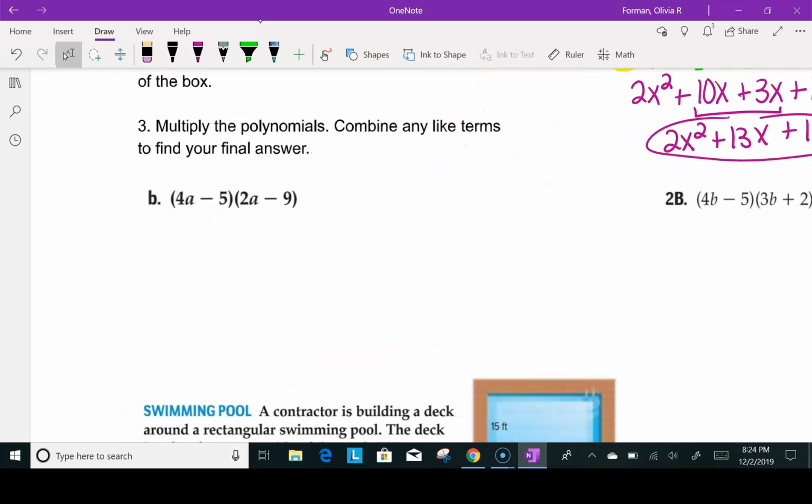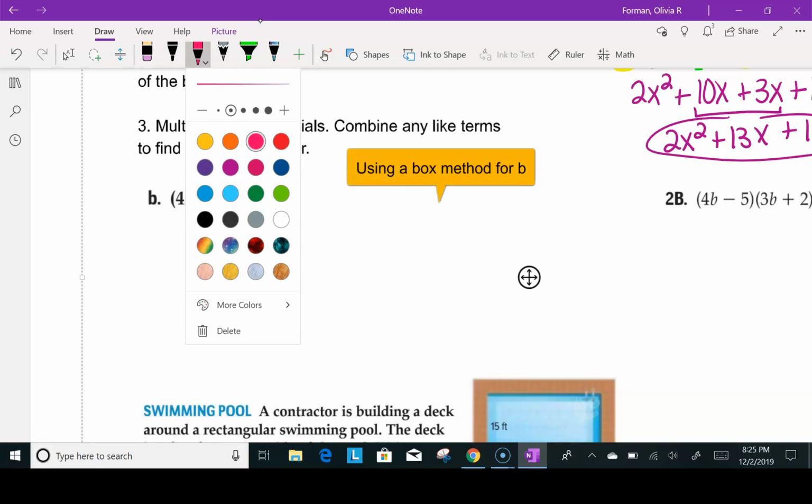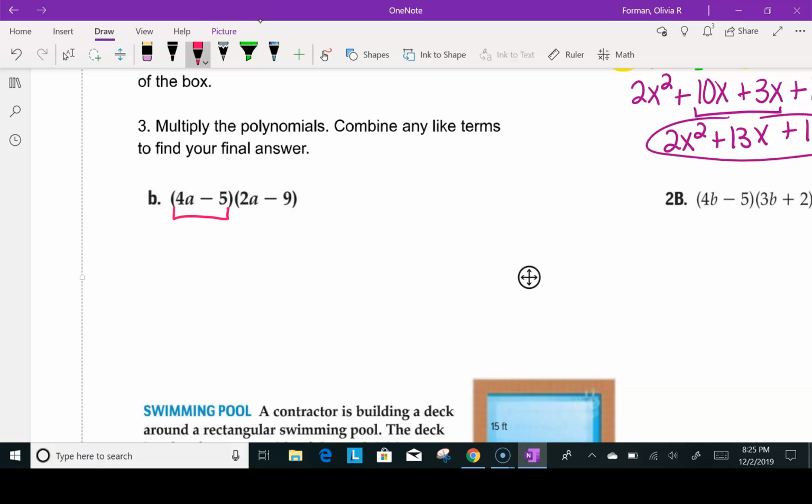Okay. So, letter B right here. I'm going to do the box for this one, and then I'll do the other method for the second 2B over there. Okay? So, here's my box method. I look at each binomial. I see that it's degree 1, and this one's degree 1, which if you're trying to come up with the dimensions of the box, it would be a 2 by 2 box. You take the degree plus 1. And so I get this little box here.